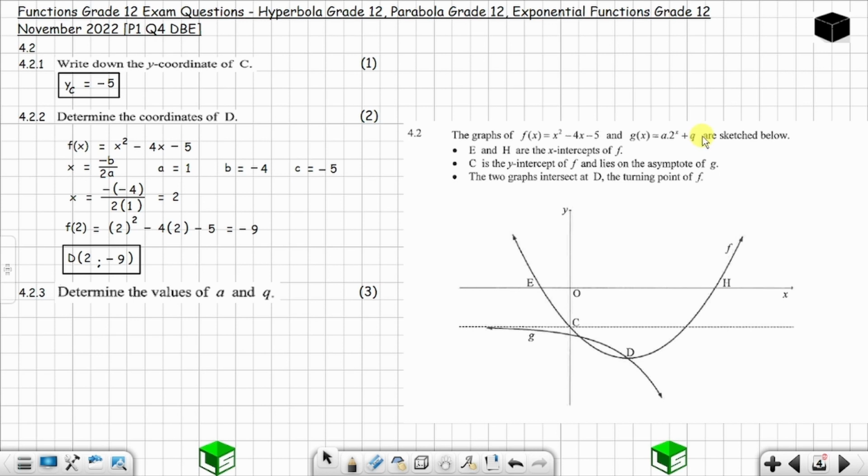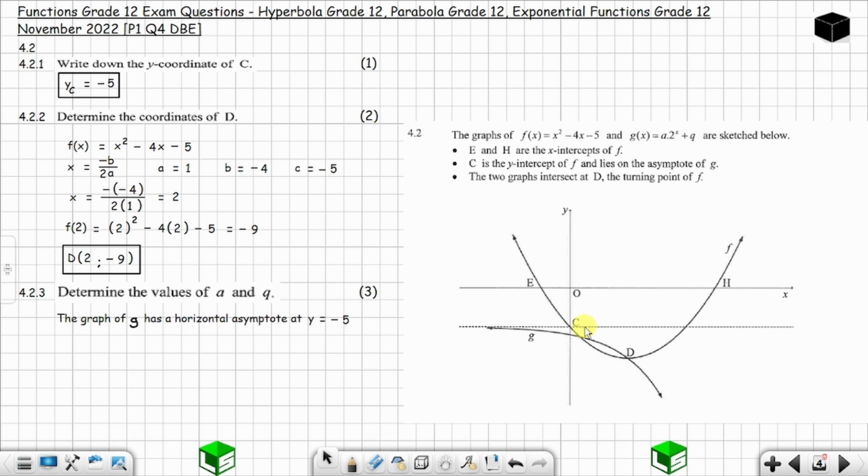Let's do that. You can see the graph of G has got a horizontal asymptote at the point C. And you know that it's cutting at negative 5, if you remember from the previous question, question 4.2.1. The y coordinate is negative 5. So this horizontal asymptote is cutting the y axis at negative 5. The graph of G has a horizontal asymptote at y is equal to negative 5.